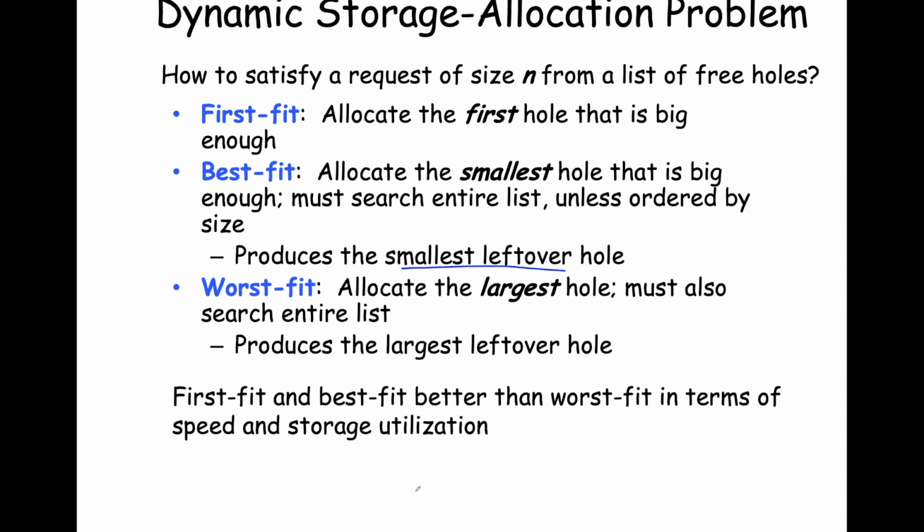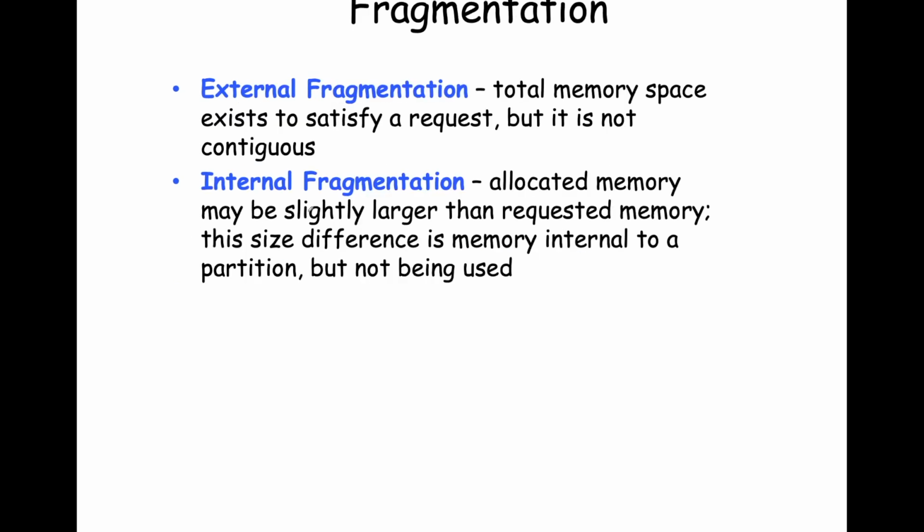And so first fit and best fit are better than worst fit in terms of speed. Well, first fit is fastest because you just take the first one you come to on that list. You don't have to iterate through the entire list of holes. And best fit is better in terms of the storage utilization. When you pack your process into a hole, that process is occupying as much of the hole as possible instead of leaving leftovers that are unused. And so this idea of leaving leftovers can happen two major ways.